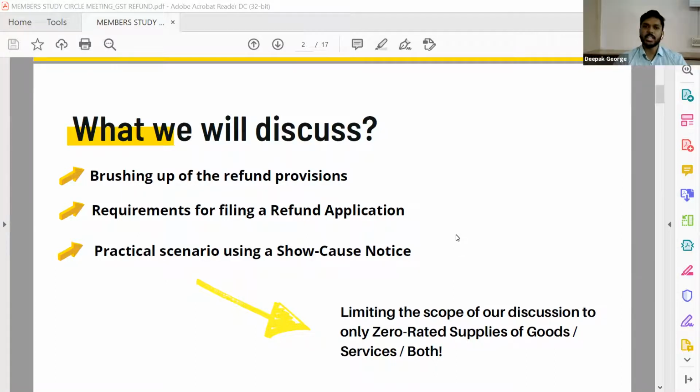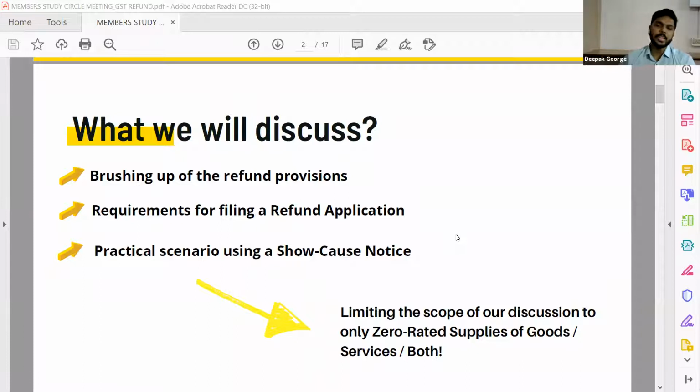Right? You have section 54, which is the mother section, which talks about refund, and then you have the supporting rules, from Rule 89 to Rule 97. And these are all a part of the CGST Act and CGST Rules of 2017. That is the first part of the presentation.